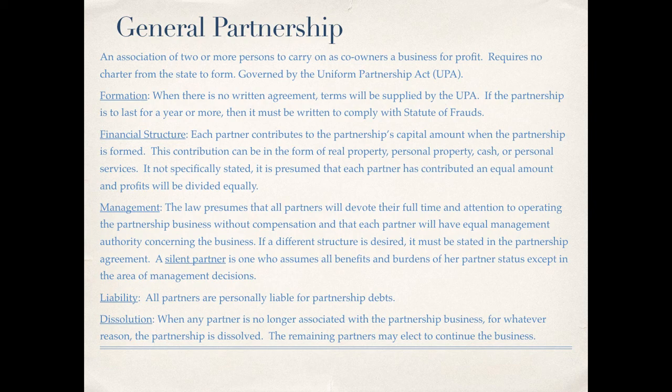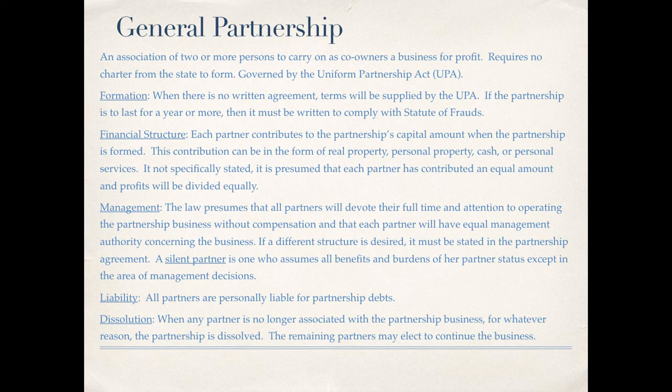Now, if we're going to have our business for more than 1 year, the statute of frauds basically says that we should have that agreement in writing. Okay, so make sure that if you're in a partnership and you plan on being in it for long term, then you need to make sure that you do have something in writing. But if you don't have something in writing, the Uniform Partnership Act is going to fill in all of those blanks.